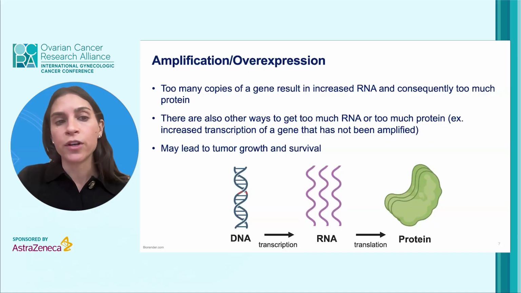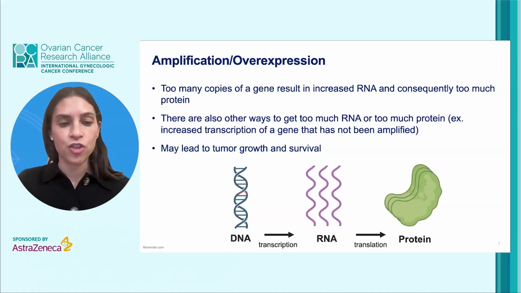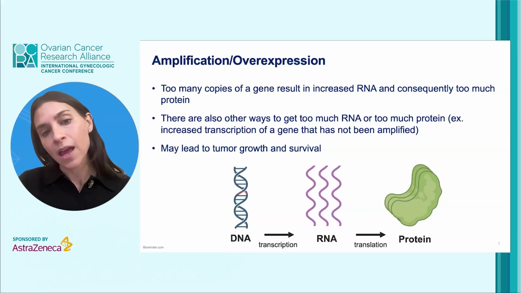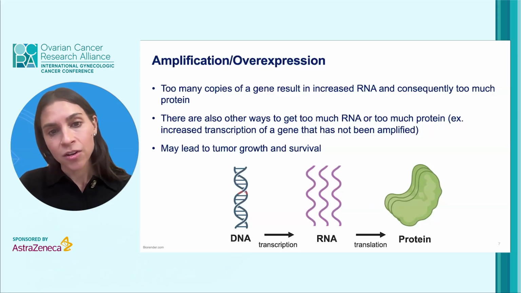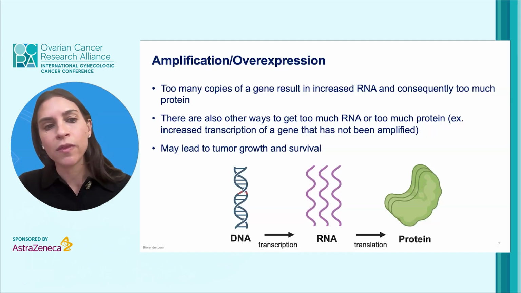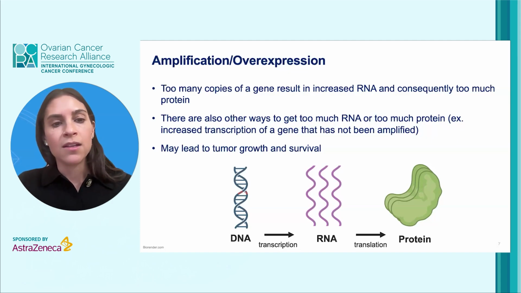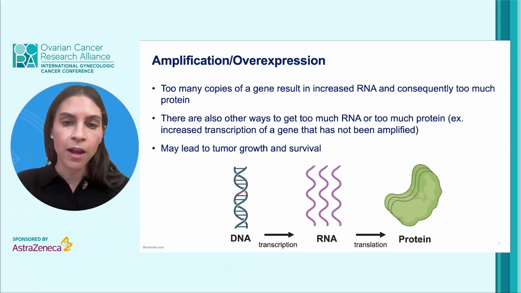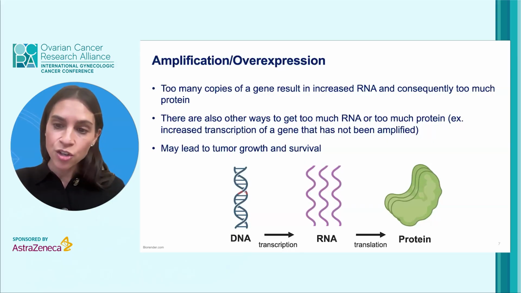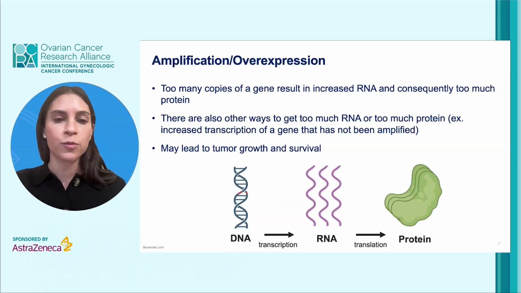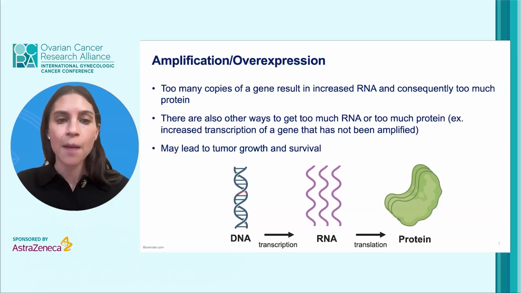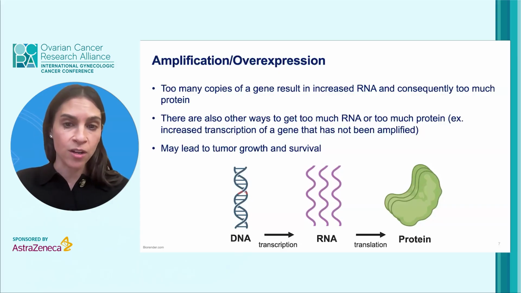Amplification and/or overexpression is typically a result of too many copies of a gene. So amplification is that there are too many copies of a gene, that this is something that can abnormally happen in cancer, and that results in increased RNA being made and consequently too much protein. And there are also other ways to get too much RNA that aren't exactly amplification, but cause what we call overexpression, so too much RNA being made in the absence of amplification in some cases.